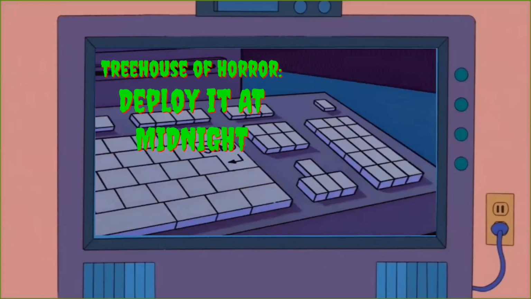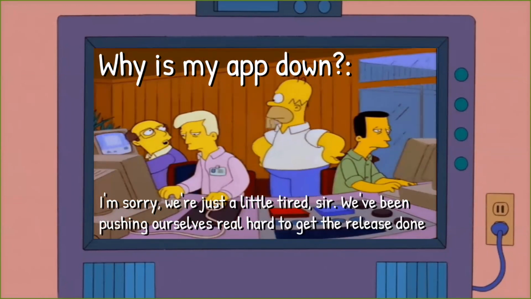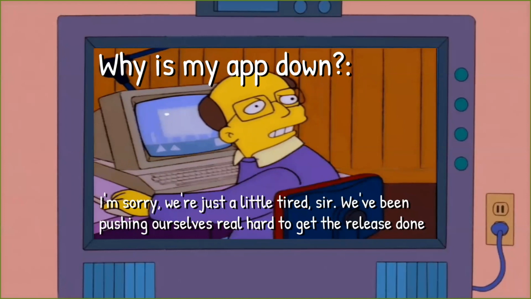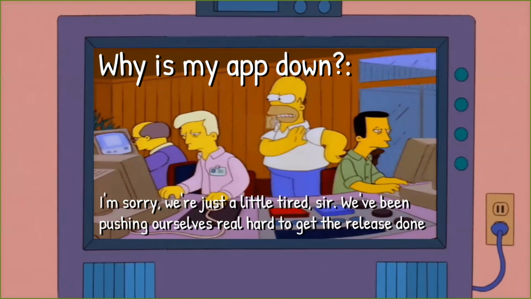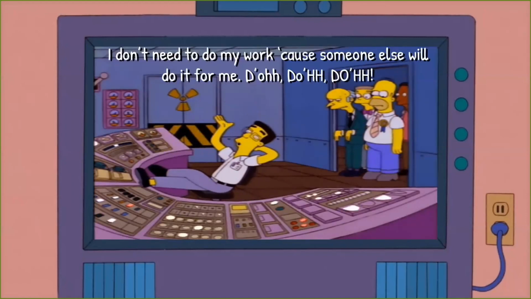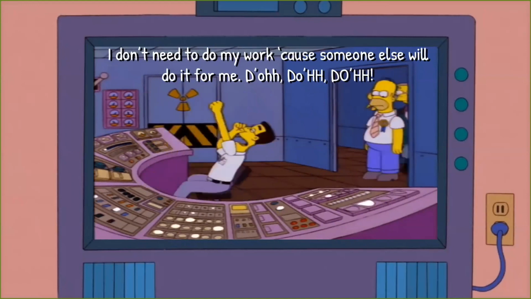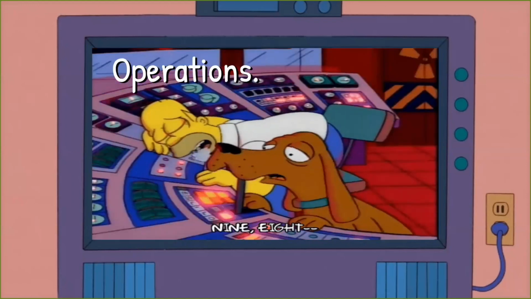Marge had to deal with what I like to call the treehouse of horror deployed at midnight. And yeah, Homer pushed the poor site reliability engineers to be up at 3 a.m. fixing bugs and trying to make the project manager happy. I don't know about you, but I've seen a lot of people freaking out and exploding because of deploy date pressure. It was very curious, right?